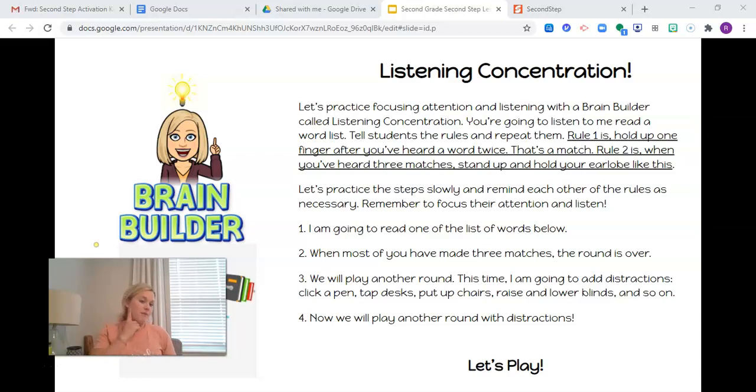So I'm going to do a second list. Be sure to listen carefully and see if you can find the pairs, and then start holding up your fingers. Pen, paintbrush, pencil, pen, crayon, chalk, crayon, marker, chalk.